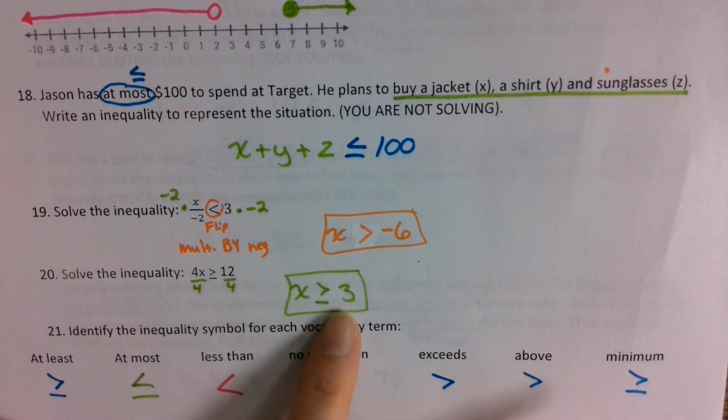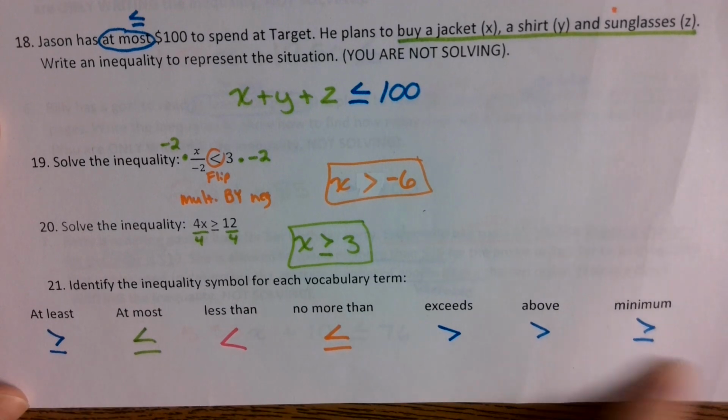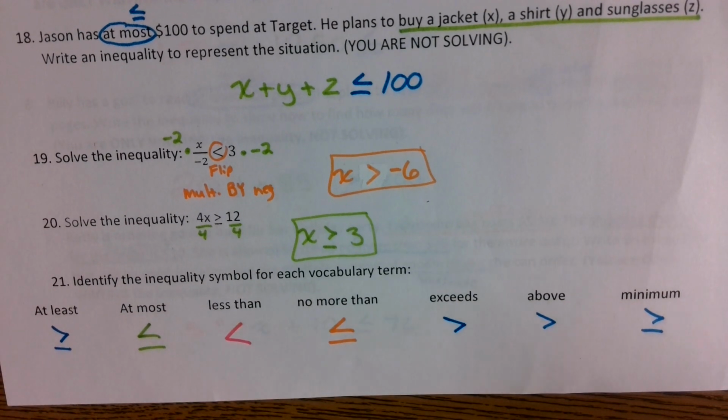All right, number 20, we're going to divide both sides by 4. We're going to get x is greater than or equal to 3. And then here we're just identifying the common terminology and what it is linked to, what the inequality is.